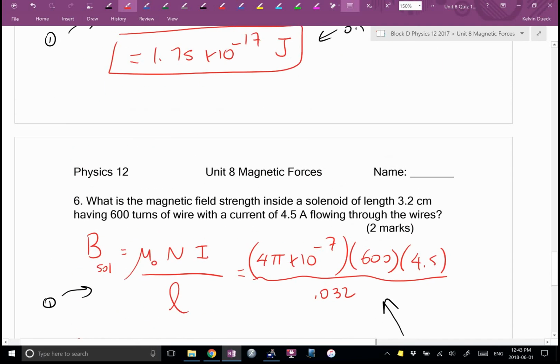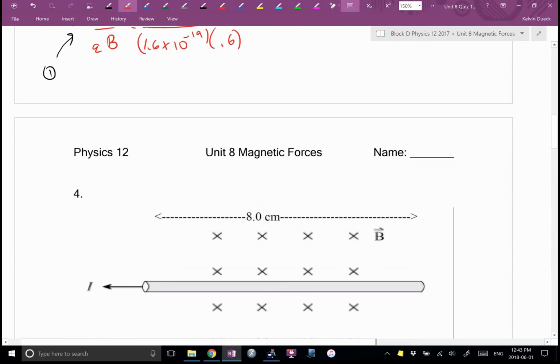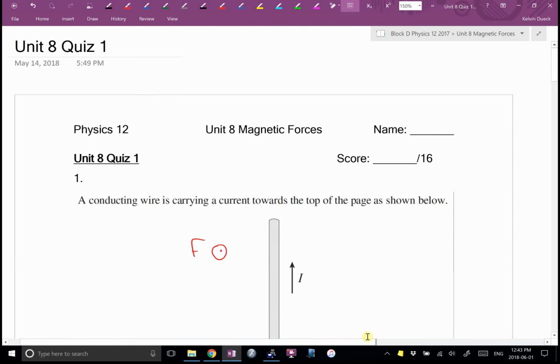Can you give yourself a lovely score out of 16, please?